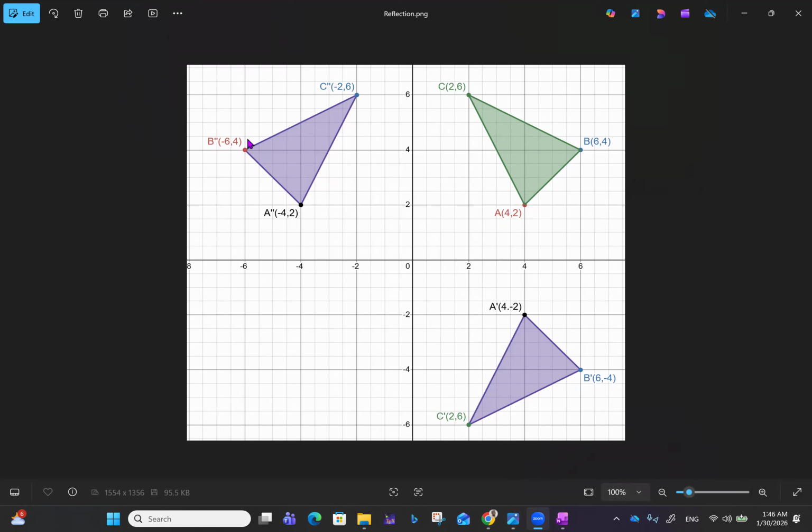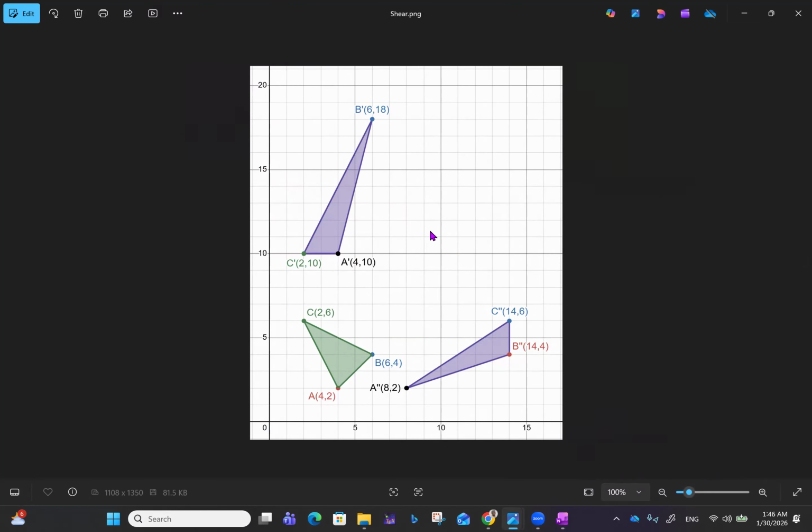So you can reflect it about the x-axis, about the y-axis, and then you can reflect it about the x-axis. That's for reflection. Then we also have shear. Shear is like some kind of stretching. You can have vertical shear and horizontal shear. So the area is retained, but the angles are twisted because you're stretching out the shape.